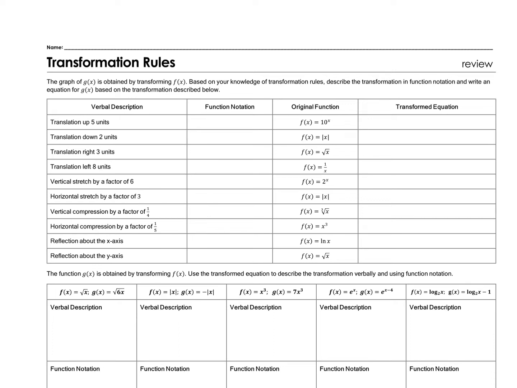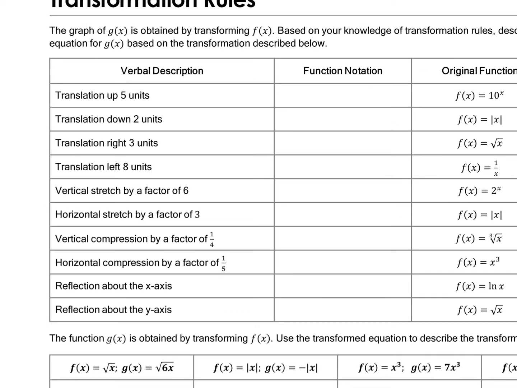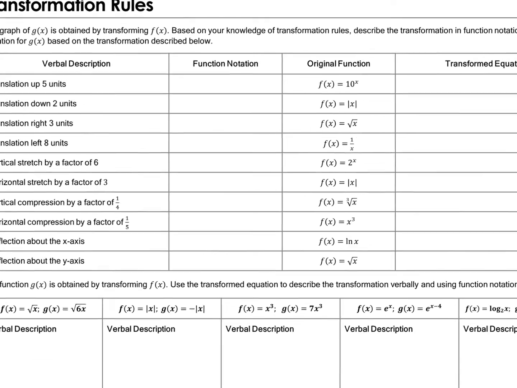Okay, on this lesson, we're going to be looking at the transformation rules. We've already covered them before, but we're going to be reviewing them. So first thing we're going to do is we're going to be given the verbal description. We're going to be given the original parent function, and then we're going to have to come up with a new equation, and then also writing it in function notation. So looking at the first one, it says it's translated up 5 units.